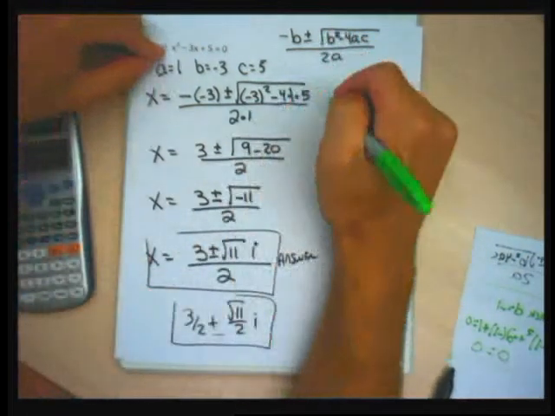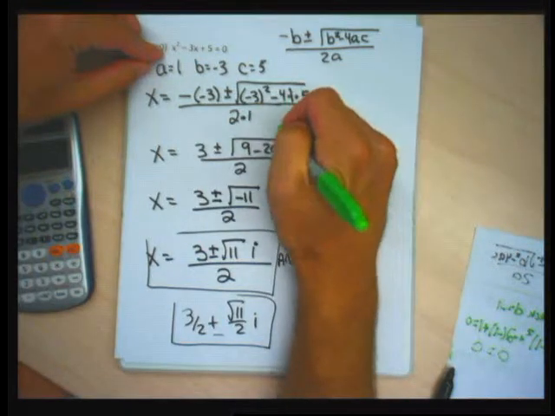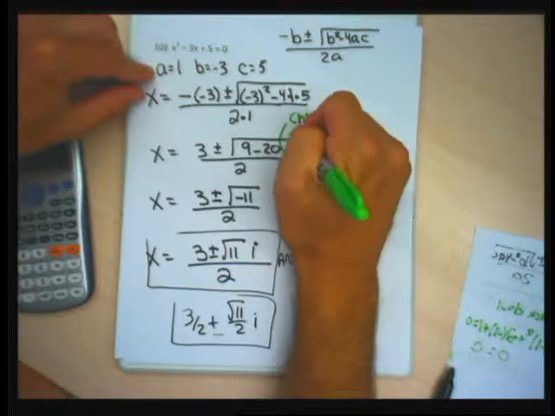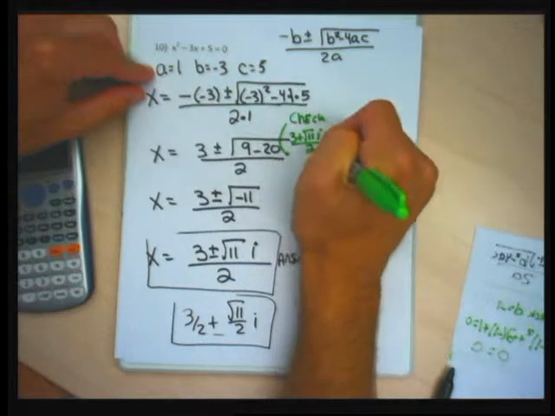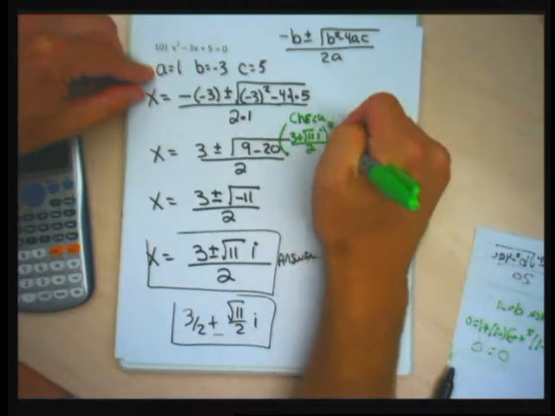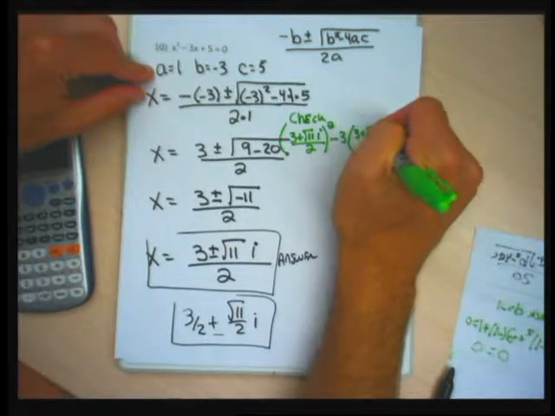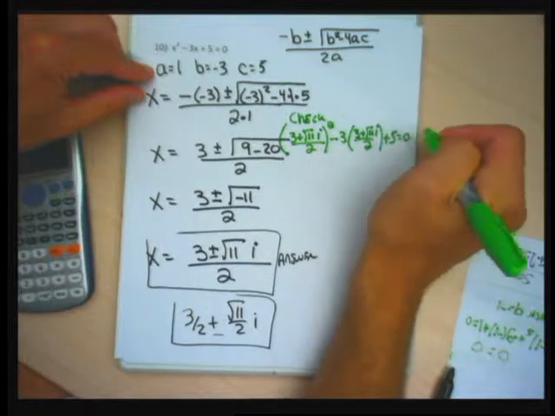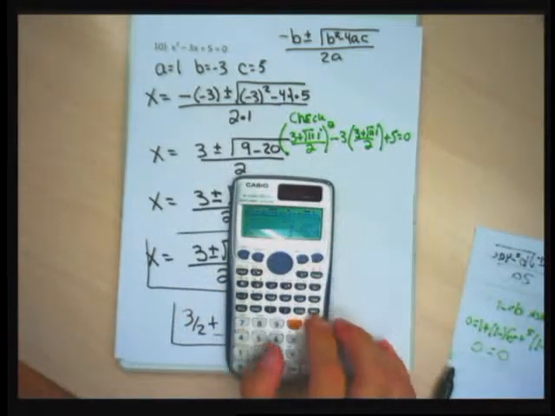So I'm going to go for my checking. Try to squeeze it in here. It's hard to squeeze it. I'm going to go 3 plus the square root of 11 times i, over 2, squared, minus 3 times 3 plus the square root of 11 times i, over 2, plus 5. That had better equal 0. That's a heck of a lot harder to enter than anything that I've done so far, I think.